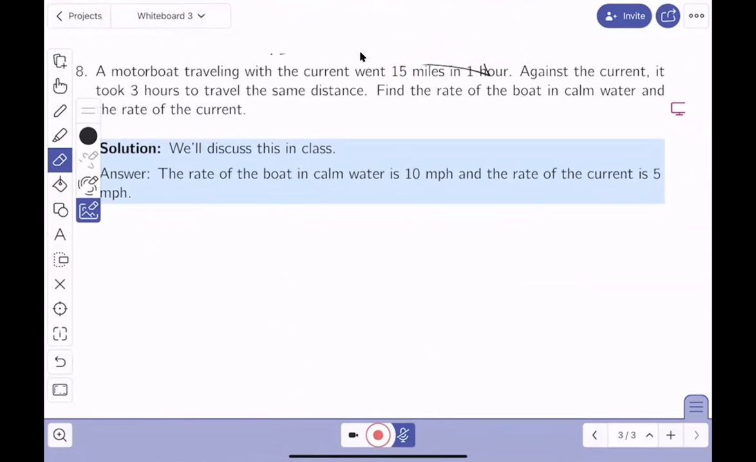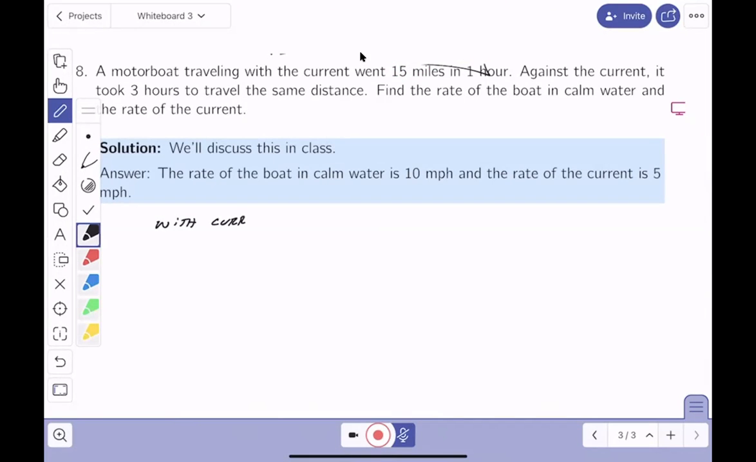All right, let's take a look. So a motorboat traveling with the current went 15 miles in 1 hour. So I'm going to put this down for you. So with current, it went 15 miles in 1 hour, which is a rate, which is 15 miles per hour.